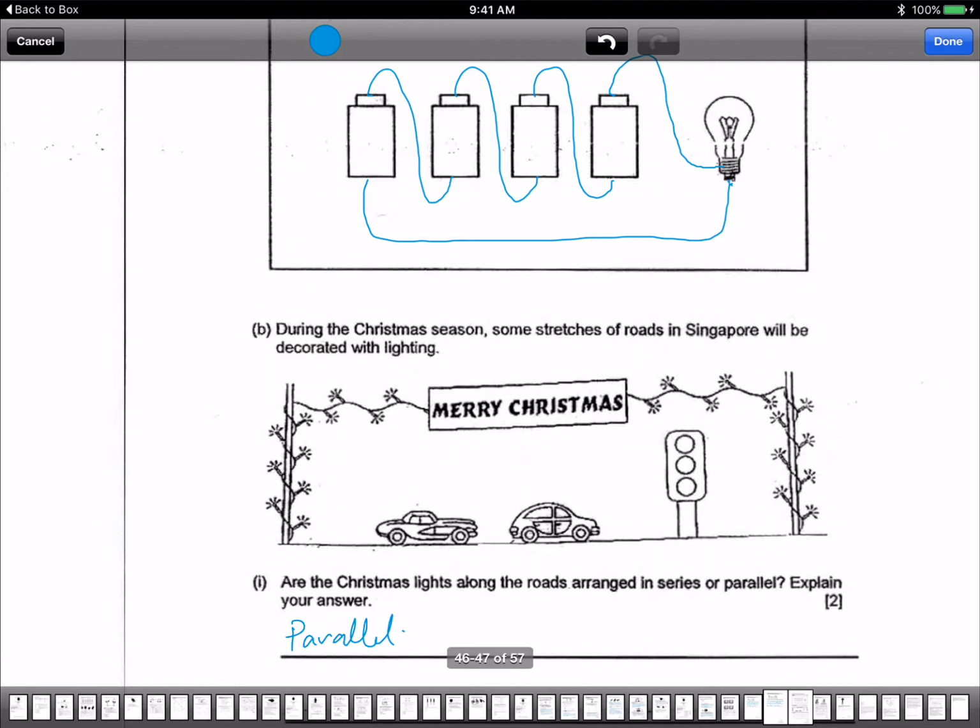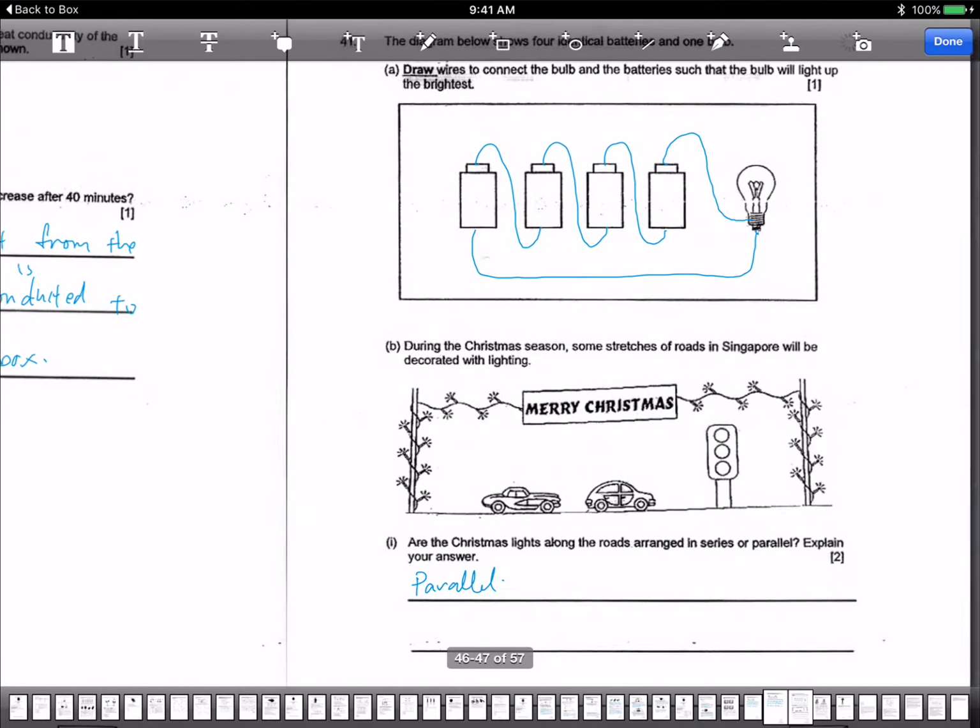Right, so parallel. In case one bulb blows, I don't have to write that, I think you can explain. In case one bulb blows, the rest will still light up. Okay, that's the purpose of parallel. Now this is bulbs in parallel. There's a difference. Bulbs in parallel. Just now was batteries in series. Okay, I'm going to go through that.